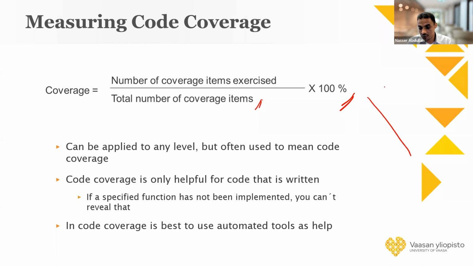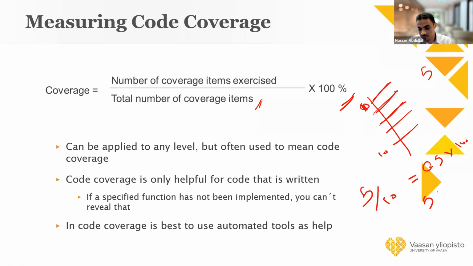So for example, we have a code of 10 lines, from 1 to 10. We have one test case, and it covers the first line, second line, third line. So it covers five statements, and the other five statements are not covered by this test case. How do we measure the coverage? It's just 5 divided by 10, which is 0.5, multiplied by 100, so it will be 50%. If we cover half of the lines, that means we cover 50%.